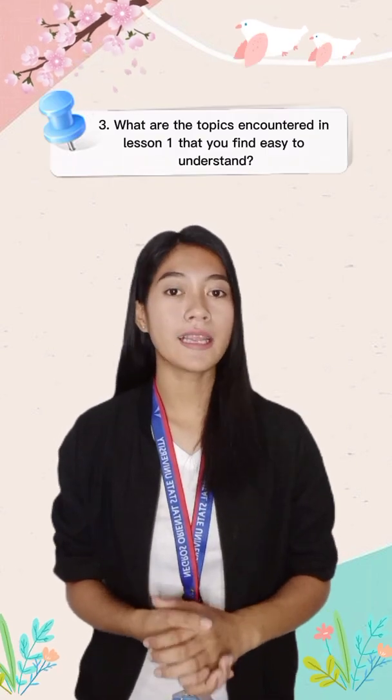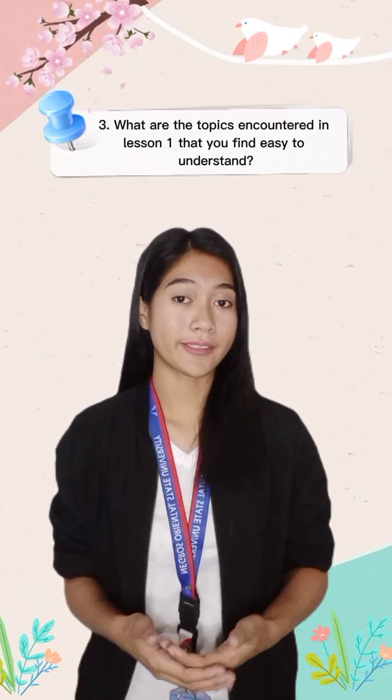Number 3 question is, what are the topics encountered in lesson 1 that you find easy to understand? The topics that I found in lesson 1 that are easy to understand are the overview of biochemistry and the occurrence and functions of carbohydrates. These topics are easy to understand, especially if you read the provided definitions in the lesson. These topics also widen my knowledge about biochemistry and the importance of carbohydrates in biochemistry.